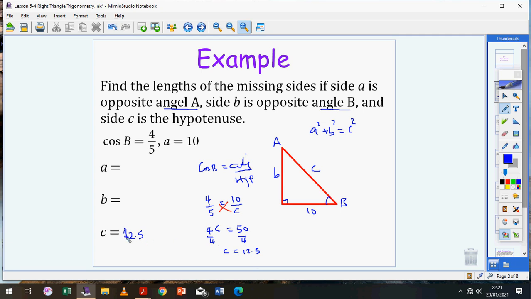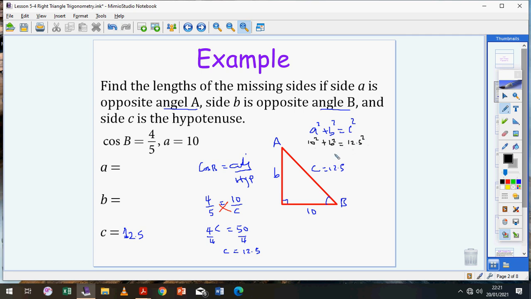Next thing I can find, if I know C is 12.5, I know A is 10. Sorry, I can use Pythagoras to find the side B. So A squared, which is 10 squared. Now substituting what I have into Pythagoras, A squared is 10 squared, B squared is I don't know, and that is equal to C squared, which is 12.5 squared.